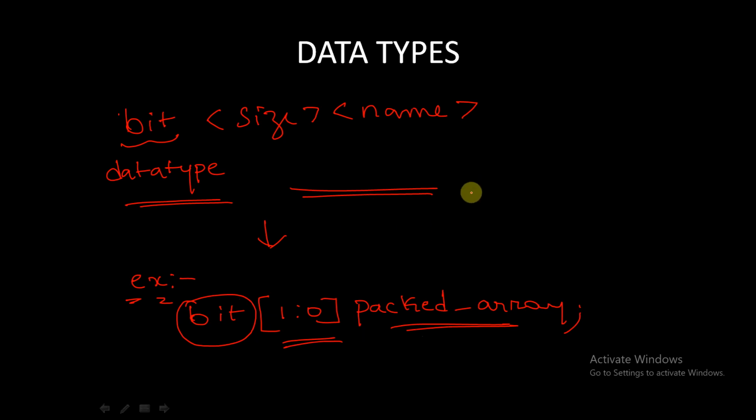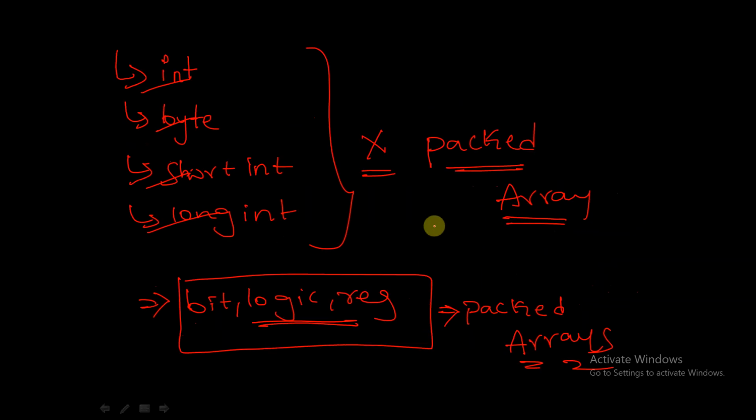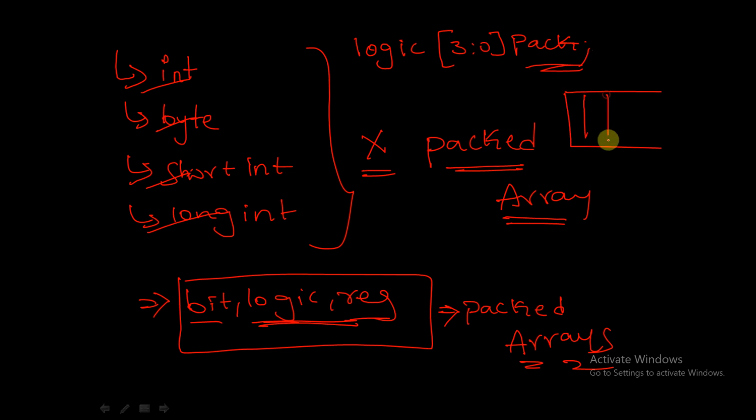The representation of this array will look like this. This is the array consisting of only 2 bits. Generally, packed arrays are used to represent data at the bit level only, which is why we use the data types bit, logic, and reg. If you want a packed array of logic data type, you can write logic, followed by the size, let's say [3:0], 4 bits, followed by some name, let's say pack. This packed array has 4 bits in it, of logic data type.